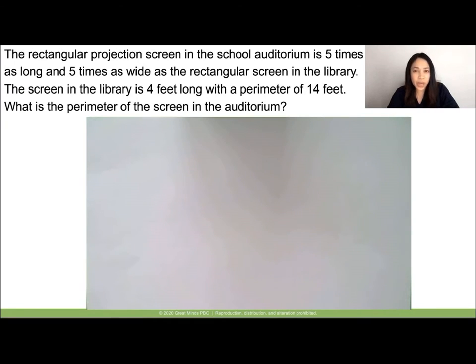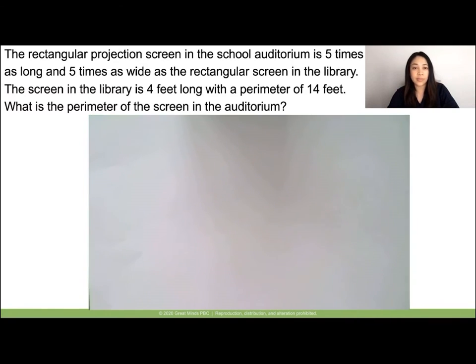Let's think, what information do we know from the word problem? We know that there are 2 screens. There's one in the library and one in the auditorium. We also know that the screen in the auditorium is much larger. It's 5 times as long and 5 times as wide. We also know the length of the screen in the library is 4 feet long, and we know the perimeter of the library screen is a total of 14 feet.